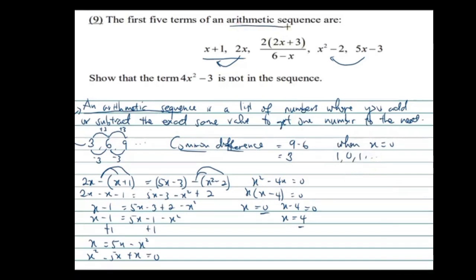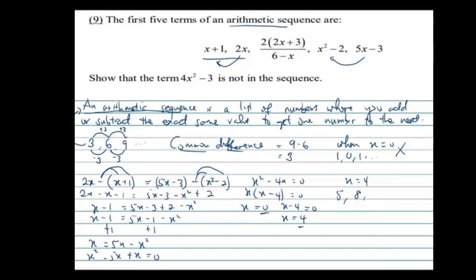We initially defined an arithmetic sequence as a list of numbers where you add or subtract a value to get from one number to the next. This is not an arithmetic sequence, so we can't accept 0 as our value of x. So let's try x is equal to 4. If x is equal to 4, we substitute x as 4, so 4 plus 1 will give us 5. Then the next number, 2 times 4, will give us 8. So we can clearly see that when we add 3 to 5, we get 8.